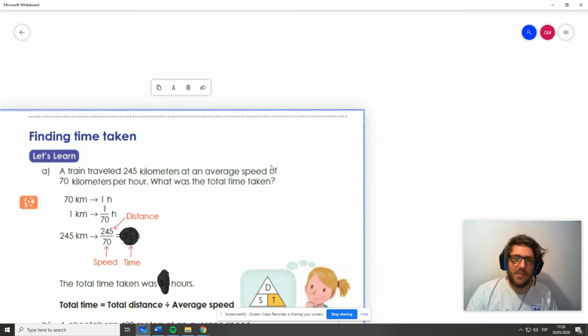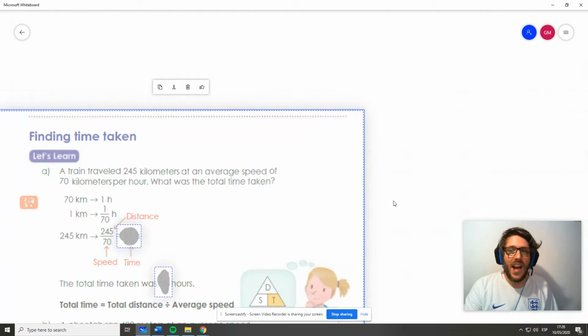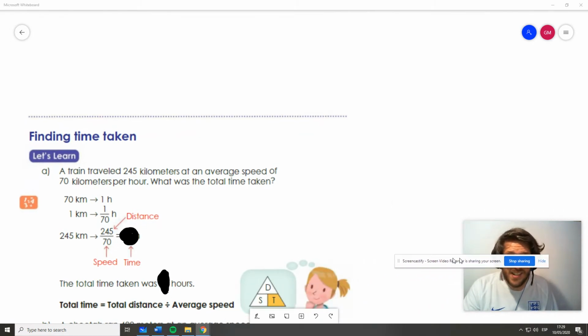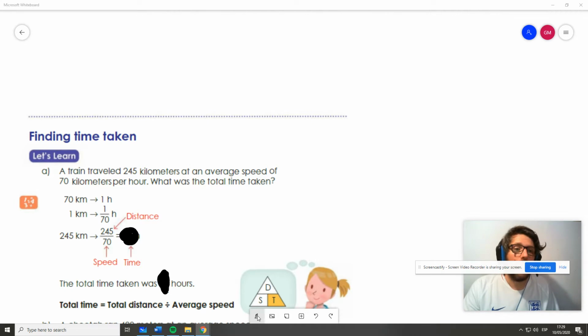Hello, maths. So we have found speed. We have found distance. We have found average speed. And today we will be looking at, can you guess? I'm sure you can, finding the time taken.